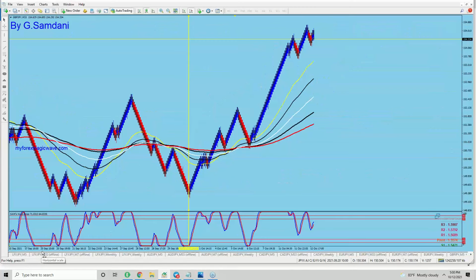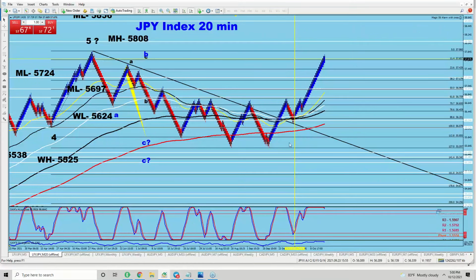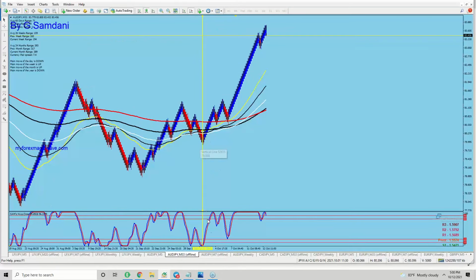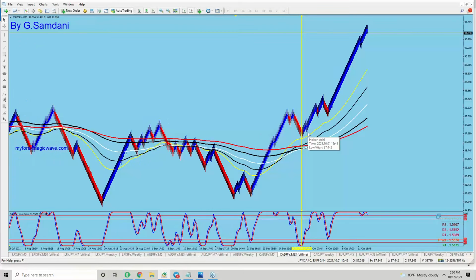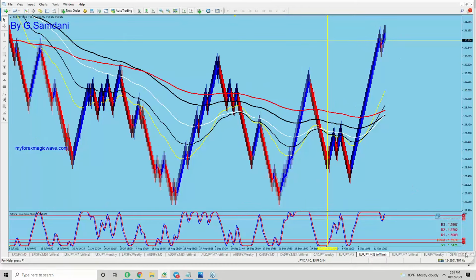I'm going to show you first the 20-minute chart of the yen index. The yellow horizontal line is October 1st, and it started to go up big time here, right? What impact does this have on other yen pairs? Let's see one by one. Aussie yen, you can see how it went up October 1st, boom, to the upside. CAD yen, boom, to the upside. Euro yen went up. That's what I said, right? All yen pairs, right from October 1st, because yen started to go up.